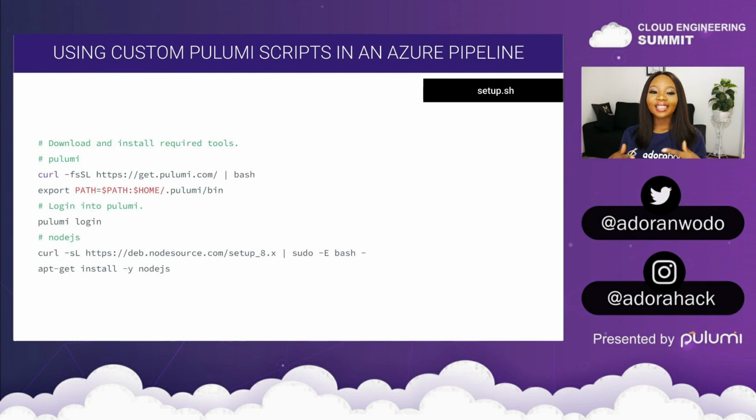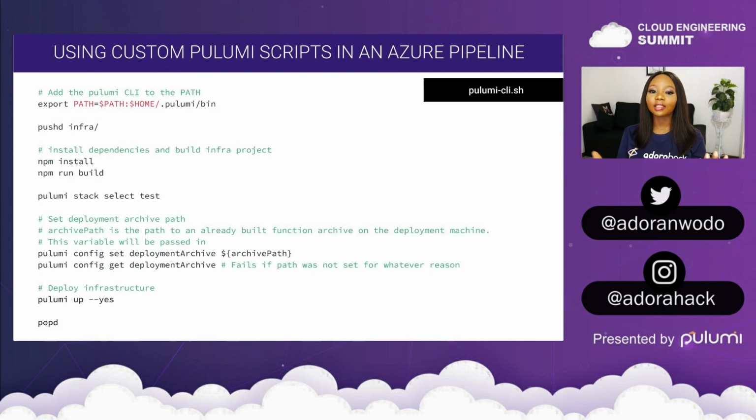So what we're going to be doing is downloading Pulumi, logging into Pulumi, and downloading Node.js for our setup. So when it's time to run the Pulumi CLI script, it's important to add the path to the Pulumi executable to our PATH environment variable. It's very important, so that when we try to run a Pulumi command, it can pick it up and run. So the first thing we want to do is to switch to our Pulumi path, the path where our Pulumi project is. And in this case, it is the infra path. So I'm going to switch to infra, right?